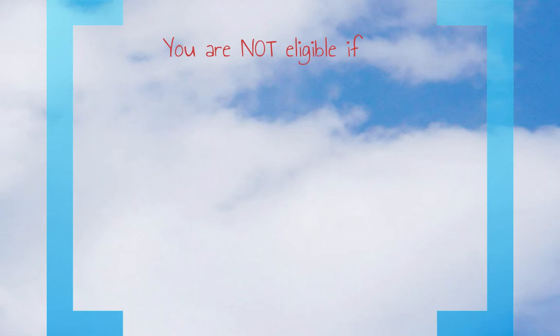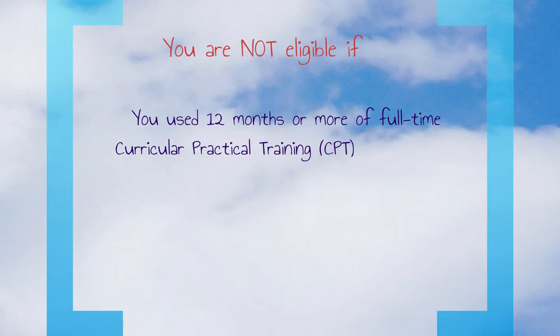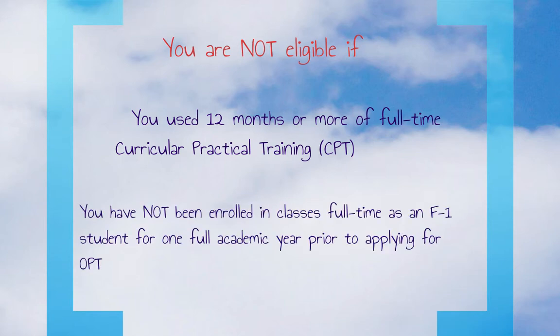Have a valid passport, and not have been approved for OPT for the same or higher education level previously. You are not eligible to apply for OPT if you used 12 months or more of full-time curricular practical training, or you have not been enrolled in classes full-time as an F1 student for 1 full academic year, 2 full academic semesters. Or you violated your immigration status by not enrolling full-time, failing to follow the transfer procedures when changing schools, or working without proper authorization.